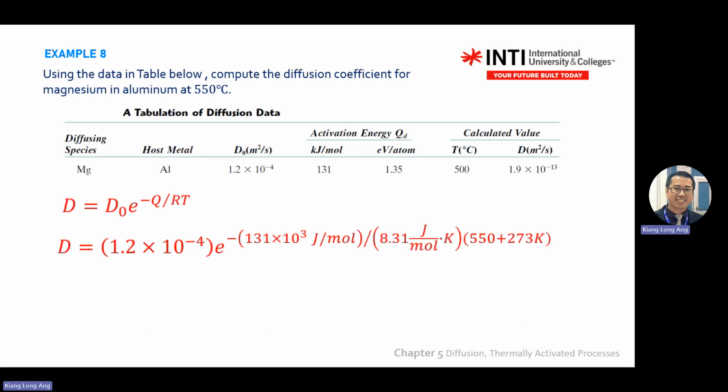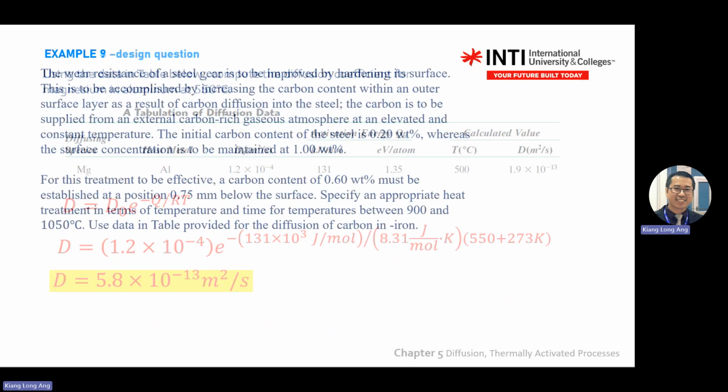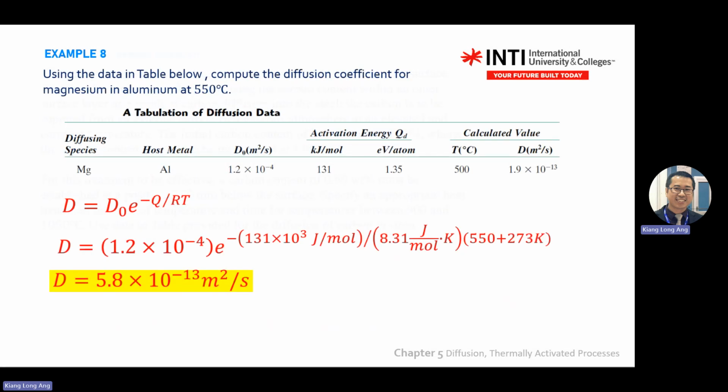So here, your D0 value is 1.2 from here. Exponential, Q given 1.3 kilojoule, again kilojoule, change the k into 10 power 3. R is 8.31 constant value. T, remember to change to Kelvin. 550 Celsius to Kelvin. So this is how you do it.